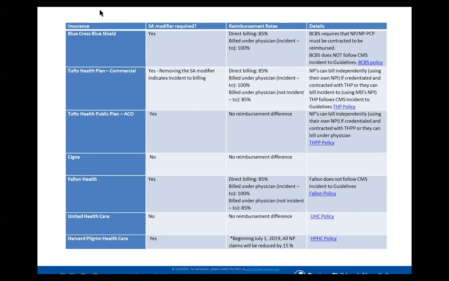And the only way to really know for sure which codes will require the 59 modifier is to either go into the CMS website to look up the CCI edits, or to use encoder software, and again, preferably one that allows you to put in all of the codes for a given encounter, and it'll just tell you which codes require the modifier and which do not. So the only way to know is really to check.